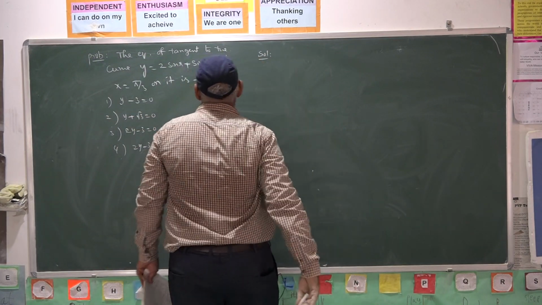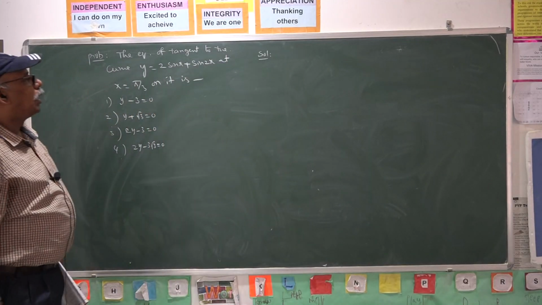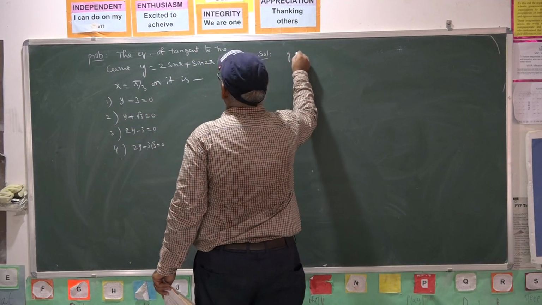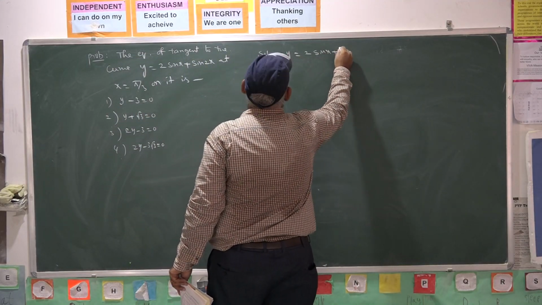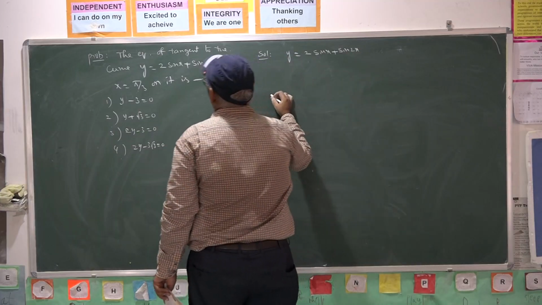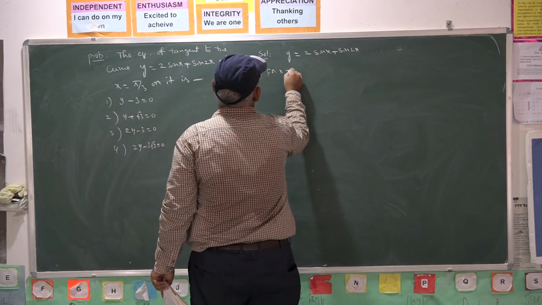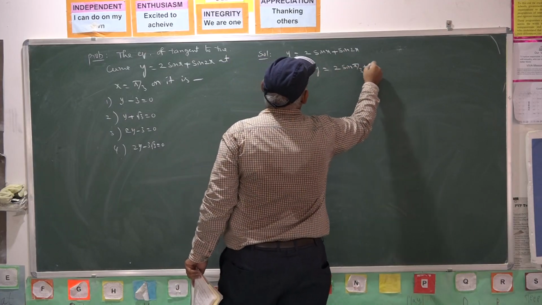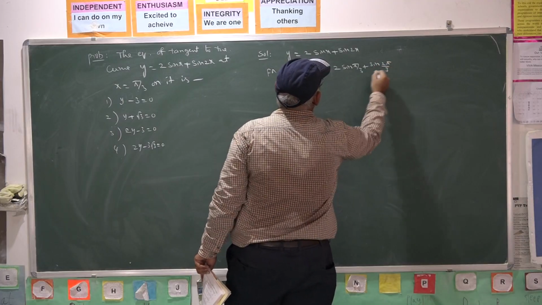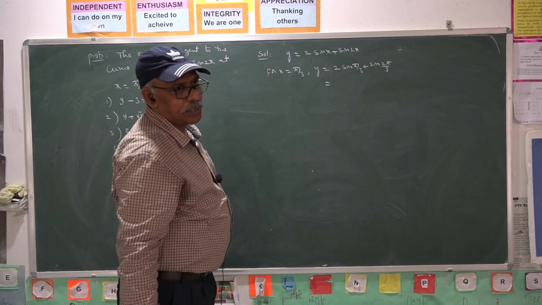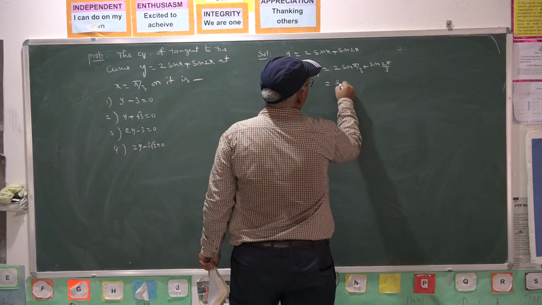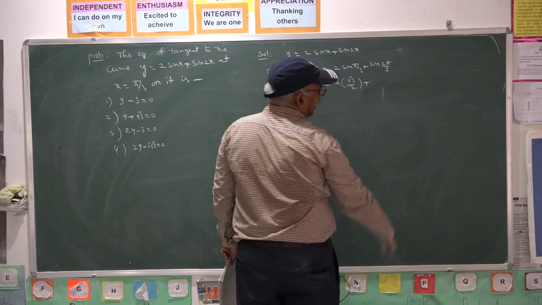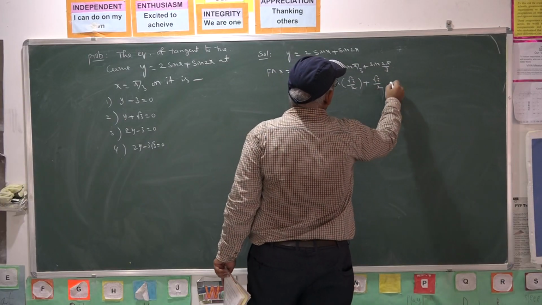Coming to the solution. Here we have to find the equation of tangent at x equal to pi by 3. So the given curve is y equal to 2 sin x plus sin 2x. For x equal to pi by 3, y takes the value 2 sin pi by 3 plus sin 2 pi by 3. Sin pi by 3 means sin 60. Sin 60 is root 3 by 2. This is pi minus pi by 3, sin pi by 3 itself. This is also root 3 by 2.